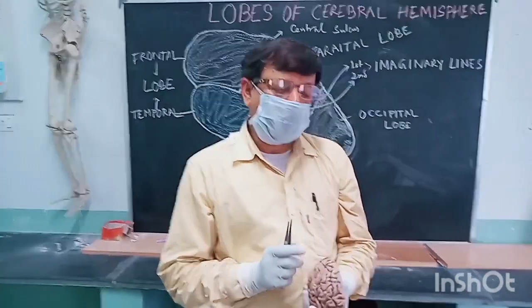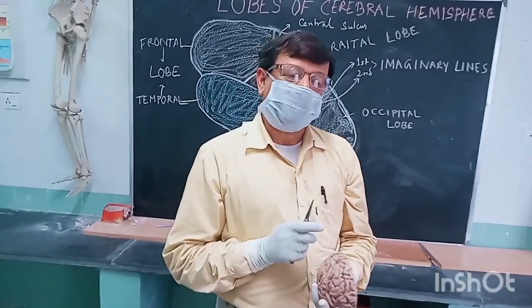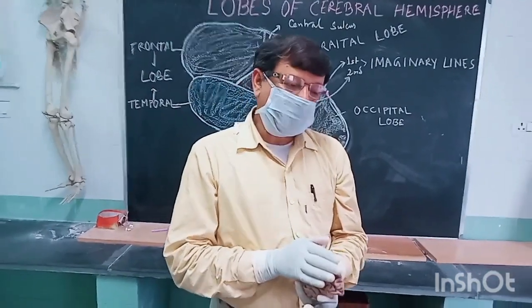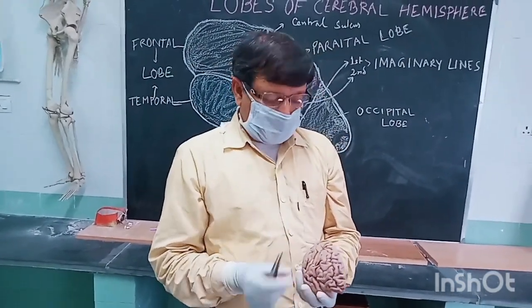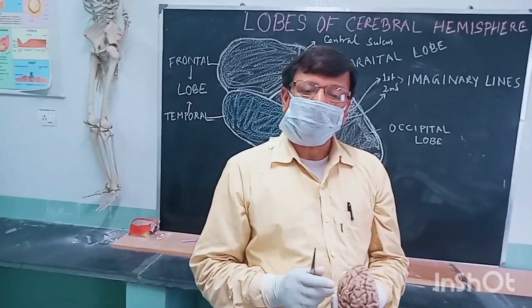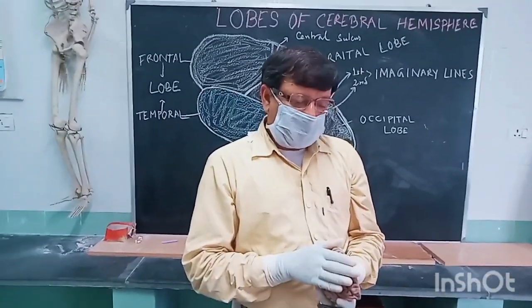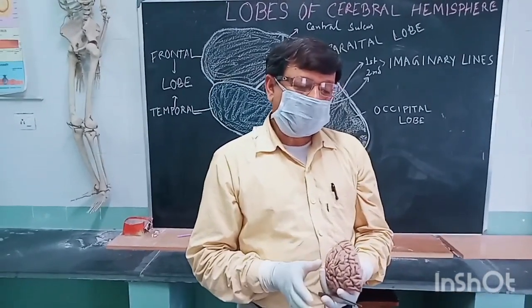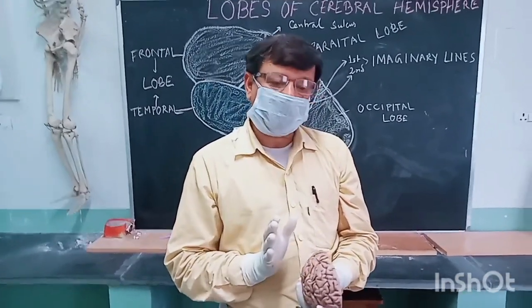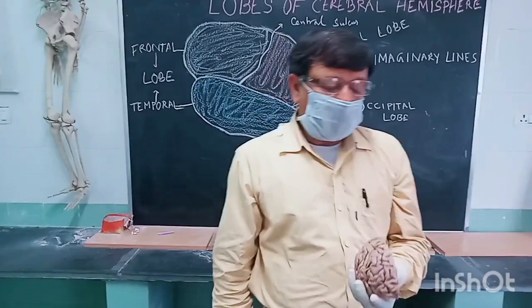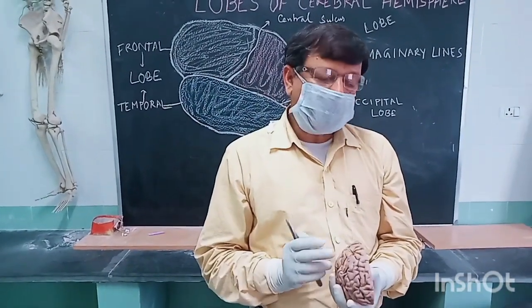Before that, we can't conclude whether the person is left-handed or right-handed. Most of the people, about 90%, are right-handed, so their dominant hemisphere is the left hemisphere, and only 10% or less are left-handed. Most people are right-handed, so their left hemisphere is the dominant hemisphere.